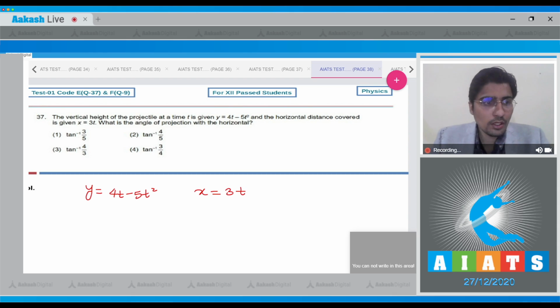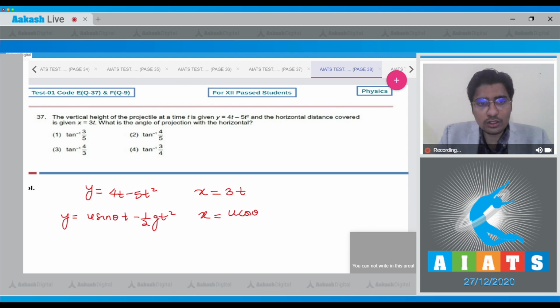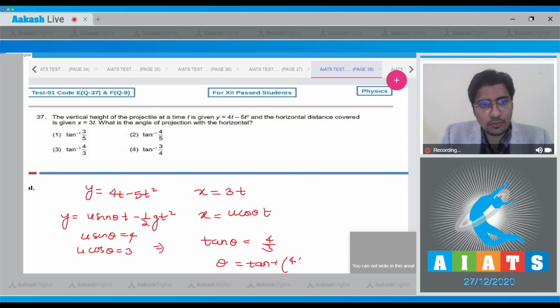Dear students, we can write that the vertical displacement is actually equal to u sin theta t minus half g t square, and the horizontal displacement is u cos theta t. From comparing, we can write that u sin theta is equal to 4 and u cos theta is equal to 3. Meaning that tan theta, if we divide these two equations, comes out to be equal to 4 by 3, or theta will be equal to tan inverse 4 by 3, giving us that the correct answer for this question is option number 3.